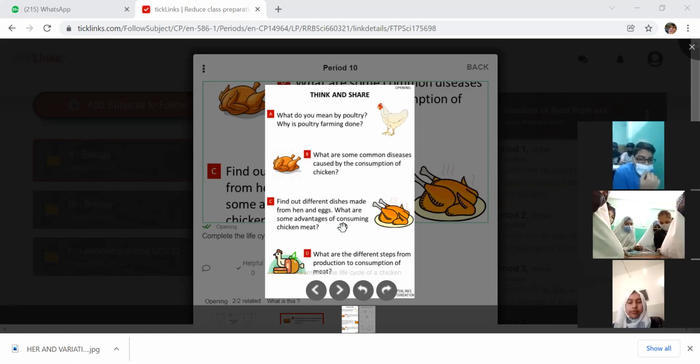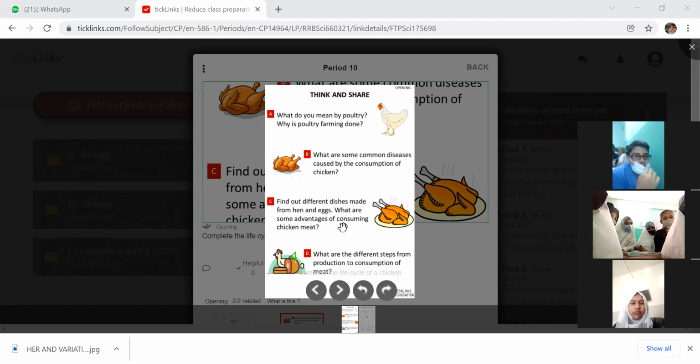And C, who can read the C one? Teacher, can I? Yes, Rida. Find out different dishes made from hen and eggs. What are some advantages of consuming chicken meat? So can anybody name some dishes that are made of hen and eggs?